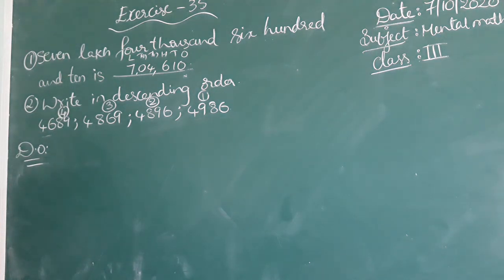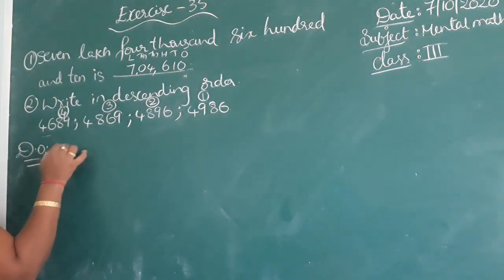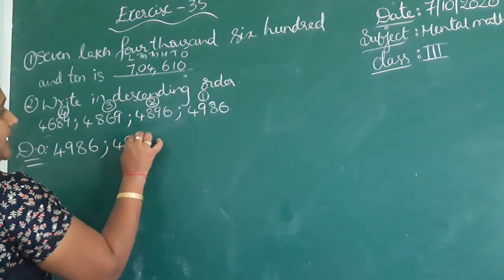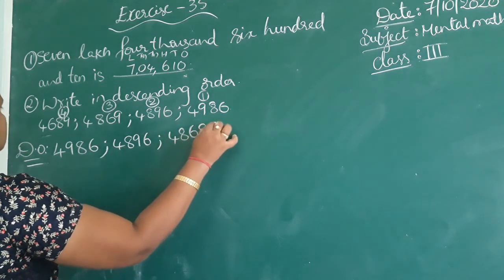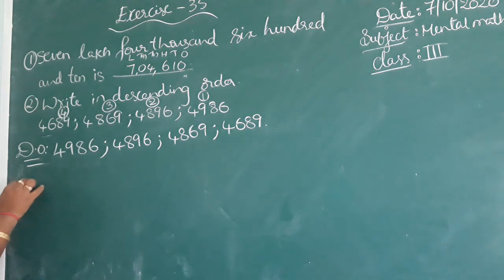Now after arranging them in order, you have to write them in descending order. 4,986, 4,896, 4,869, 4,689. See the third one.